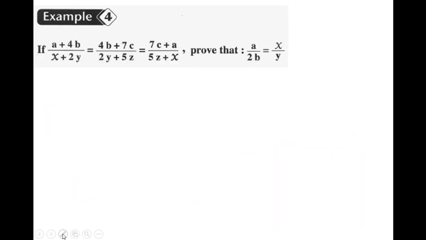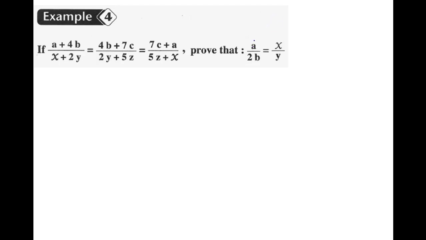Here in this one here, he's giving me all of these, and he wants to prove that a over 2b equals x over y. And take a glance on our problem. We can realize here that we have a, b, c on the top in the numerator, and we have the x and the y in the denominator, while here they don't have them the same order. So we try to arrange this a little bit.